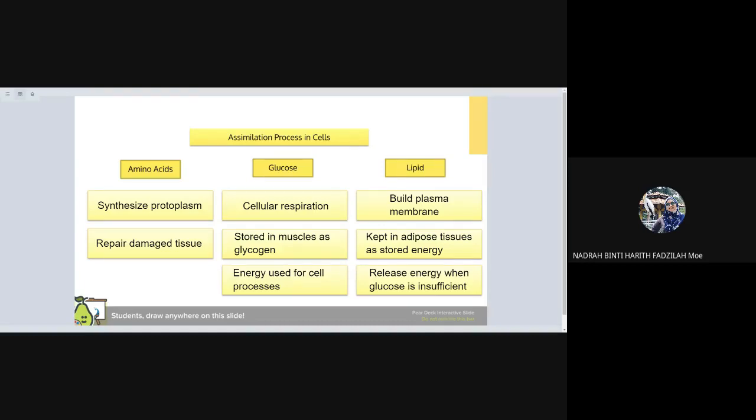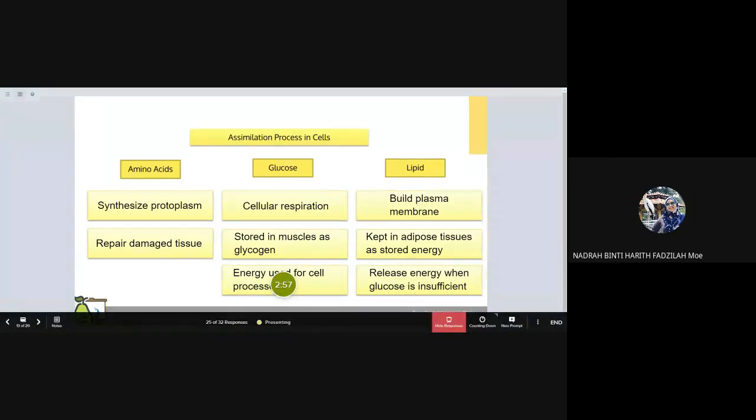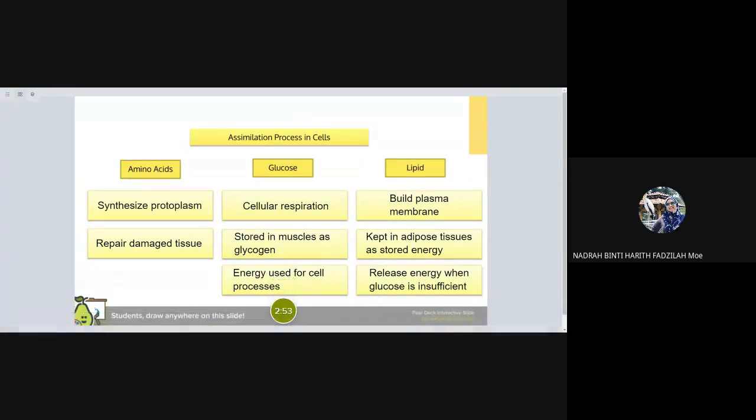Okay, habiskan, habiskan. Boleh habiskan. I give you another 3 minutes. You can refer to the slide, to Alina's answer here in the Google Meet kalau nak refer. Okay, and then after this, we will discuss about defecation pula. Ha, dan habis ni tinggal nak cerita pasal defecation sahaja.